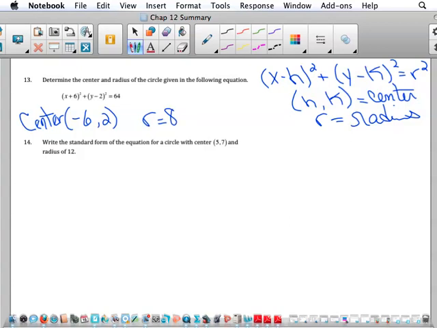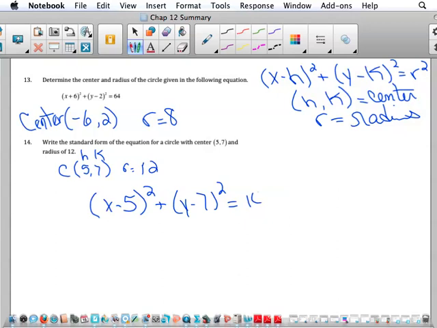Number 14 says write the standard form of the equation with a center at 5, 7 and a radius of 12. So you're just going to substitute the 5 in for h, the 7 in for k, and the 12 in for r. So you have x minus 5 squared plus y minus 7 squared equals 144. You're simply substituting those values in and solving that.